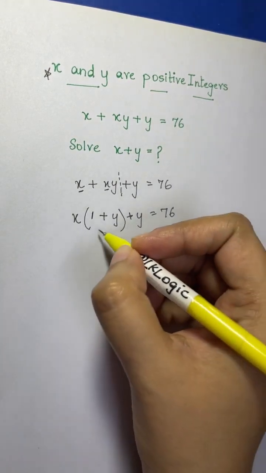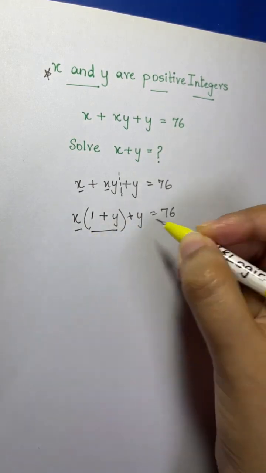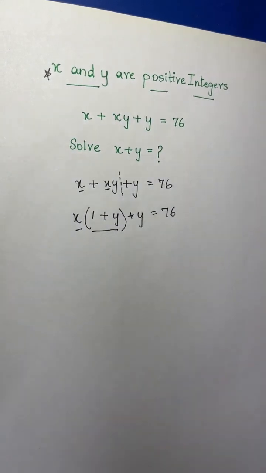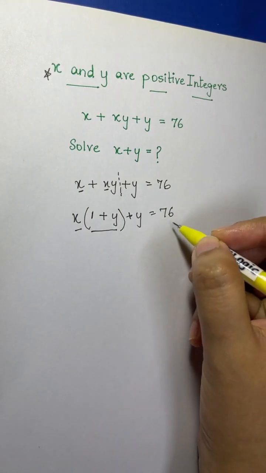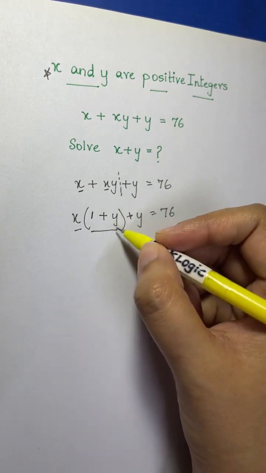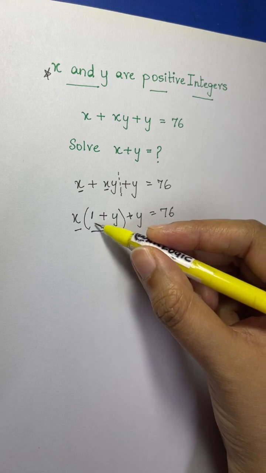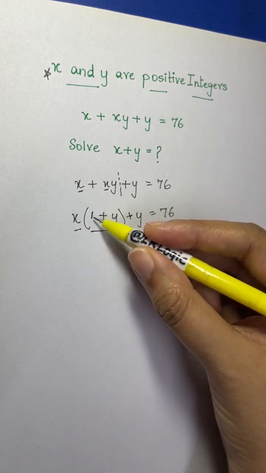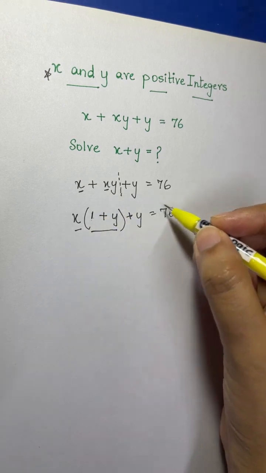Now as you can see, this is in the form of a factor. 1 plus y is a factor, x is a factor. But what about this plus y? So how are we going to solve this? Plus y equals 76. Do you get anything in mind? This is already in the form of a factor. Now to make this also in the form of a factor, let's make it similar to this. This y is added to 1. So let's add 1 to this y as well. So what do you think?